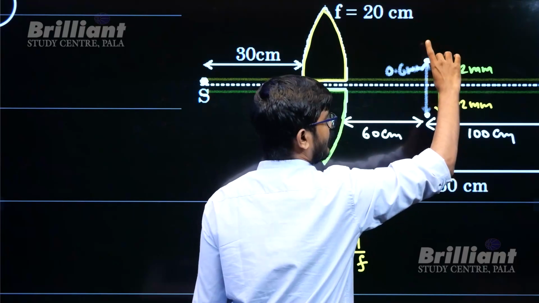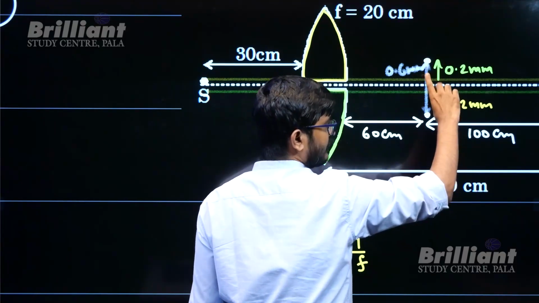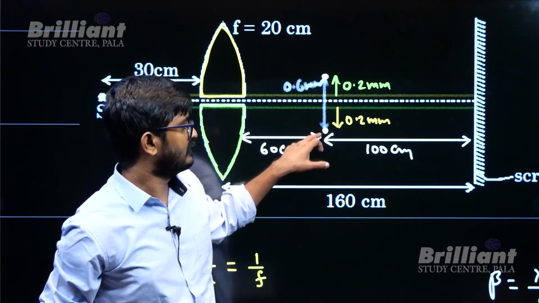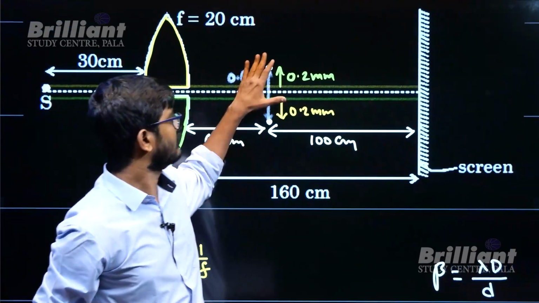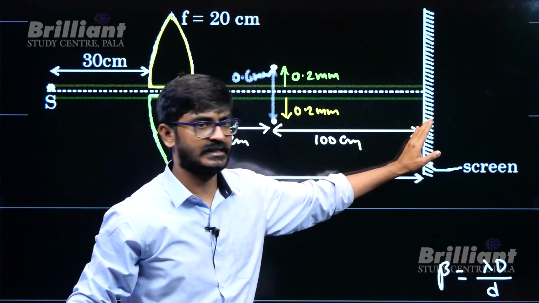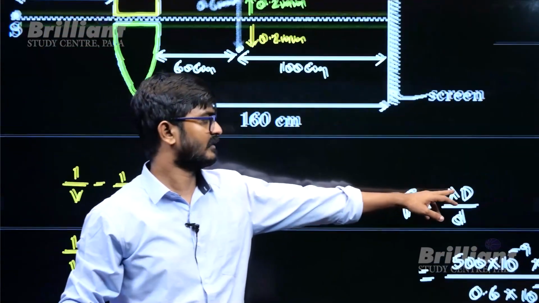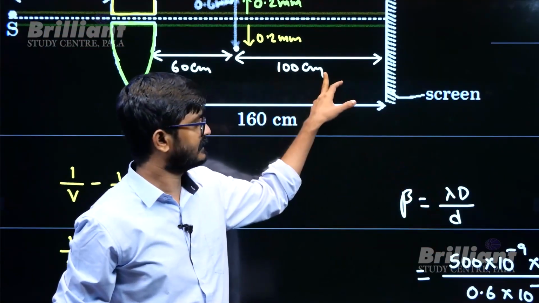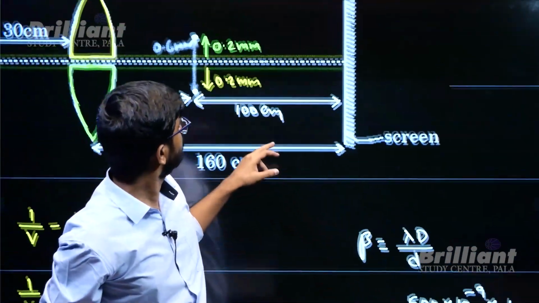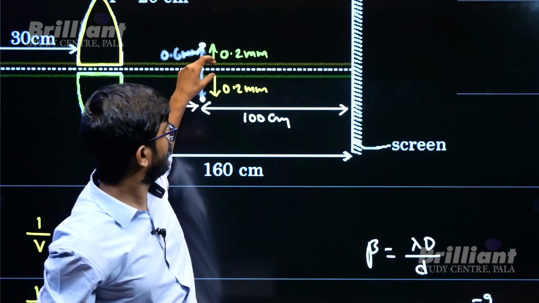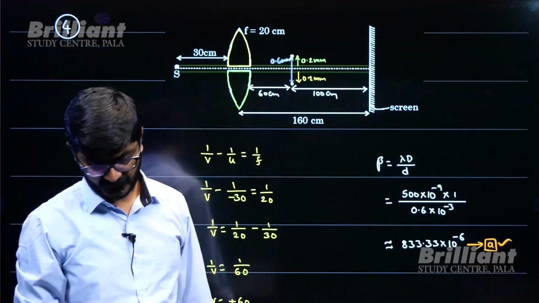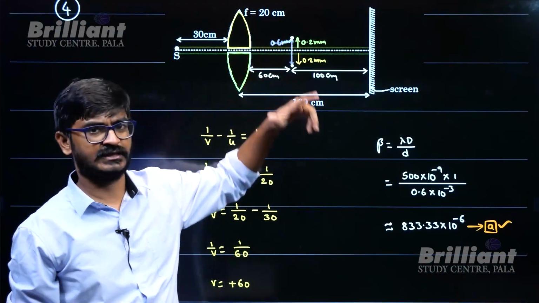So what is the distance between them? 0.2 plus 0.1 plus 0.1 plus 0.2, which is 0.4. So basically these two will act like sources now, which is at a distance of 100 centimeter. So now you can see YDSE, where the distance between two sources is 0.4 mm and this distance is 100. Then you can go with your regular formula, lambda capital D by d. Capital D is 100 centimeter, small d is 0.4 millimeter. 0.2, 0.4 plus 1 plus 1, 0.6, right? So the only thing is you need to understand how the two sources are getting formed.